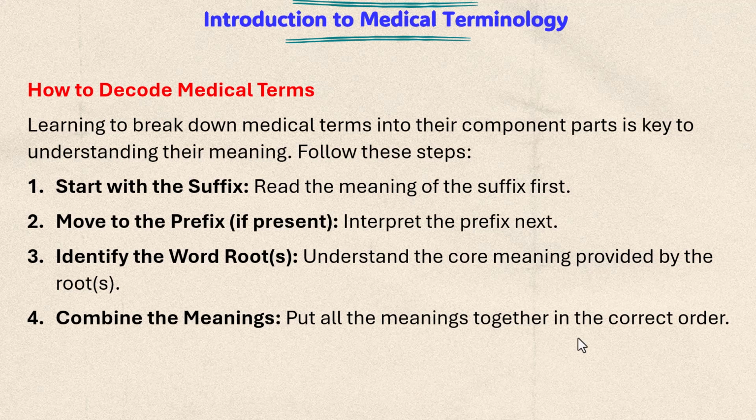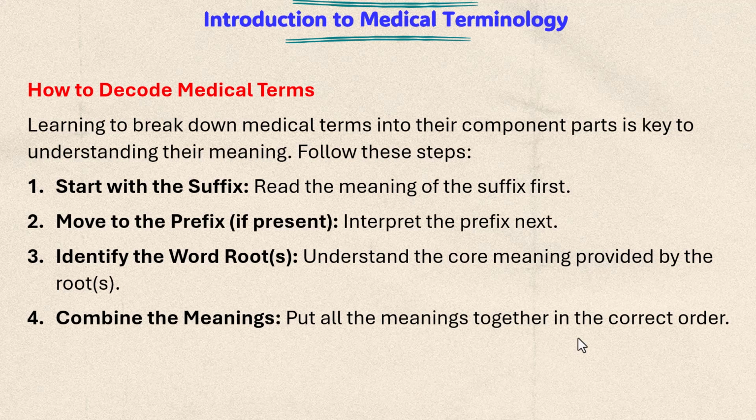How to decode medical terms? Learning to break down medical terms into their component parts is key to understanding their meaning. So follow these steps. First, start with the suffix. Read the meaning of the suffix first. Then move to the prefix, if present. Interpret the prefix next. Then identify the root word. Understand the core meaning provided by the roots. Then combine the meanings. Pull all the meanings together in the correct order: suffix, prefix, then root word.